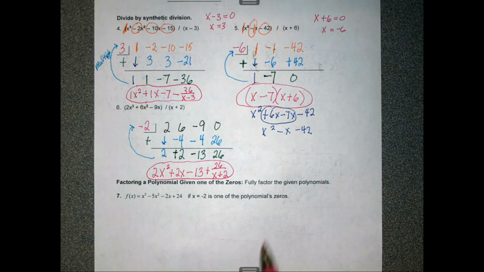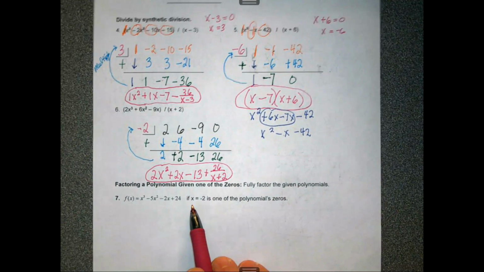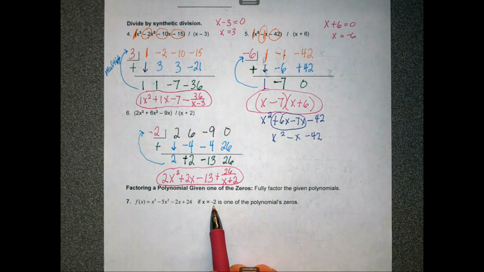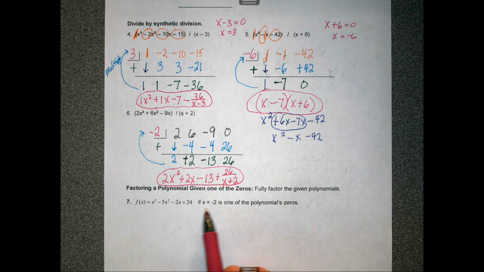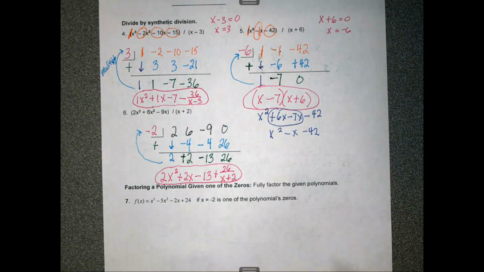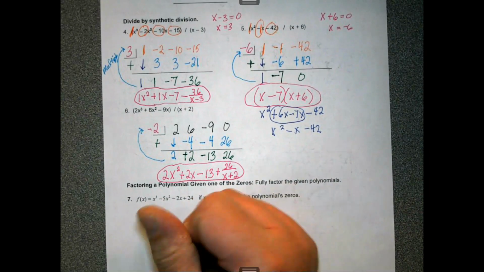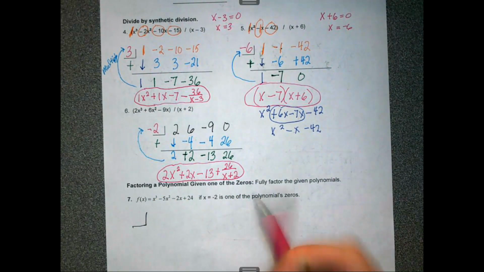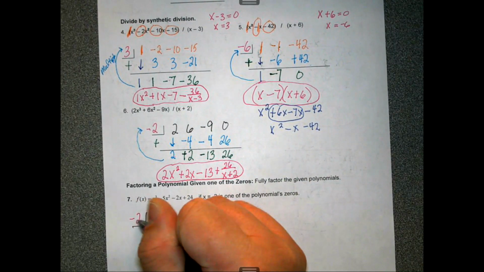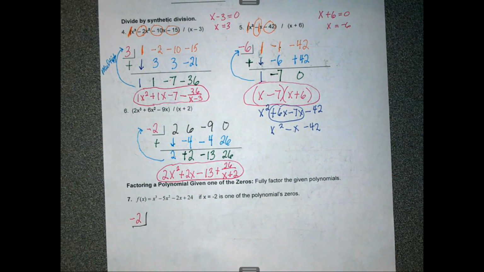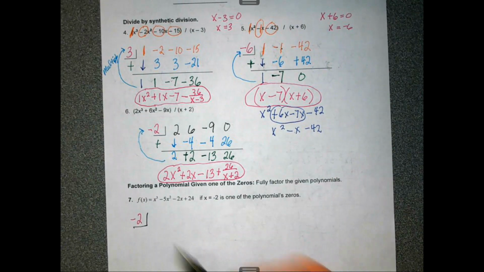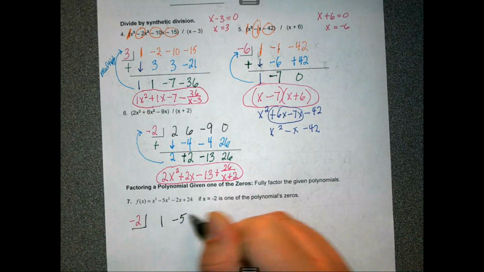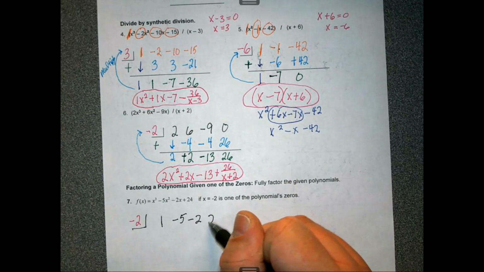All right. So in the next problem, they actually tell us what the 0 is. It's negative 2. So we don't have a factor to figure out what x is. They tell us what x equals. So when I go to put it into my divisor, I just put in the negative 2 because it's solved, right? What are my coefficients? Good.